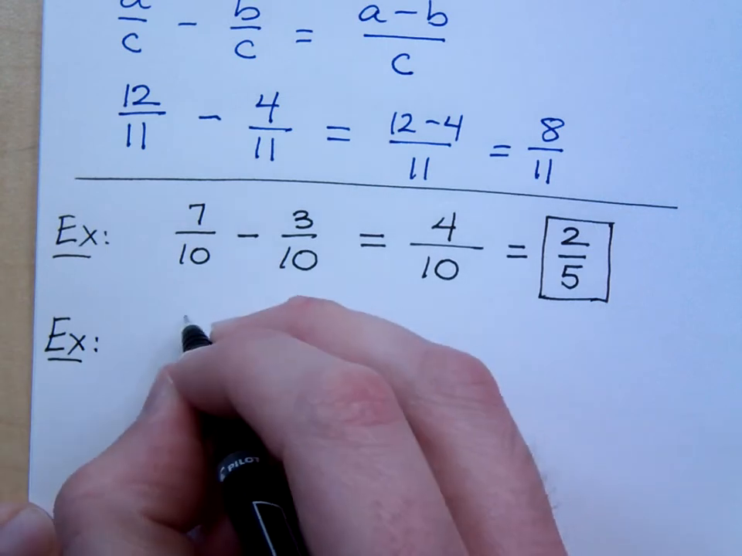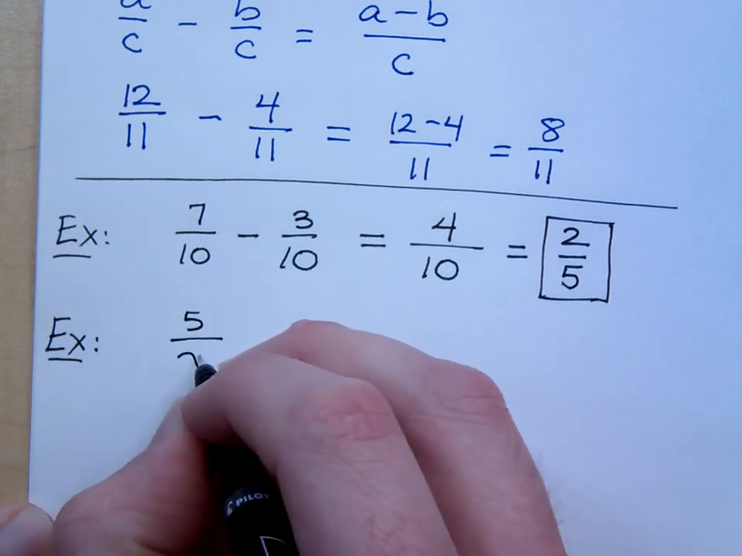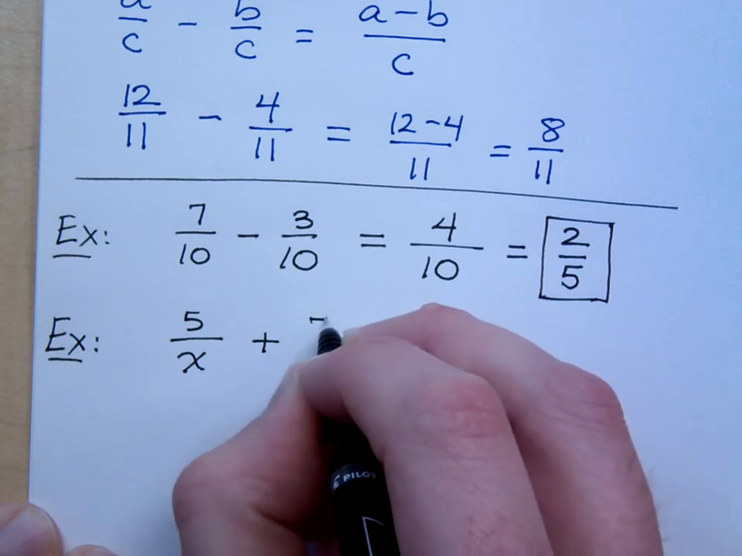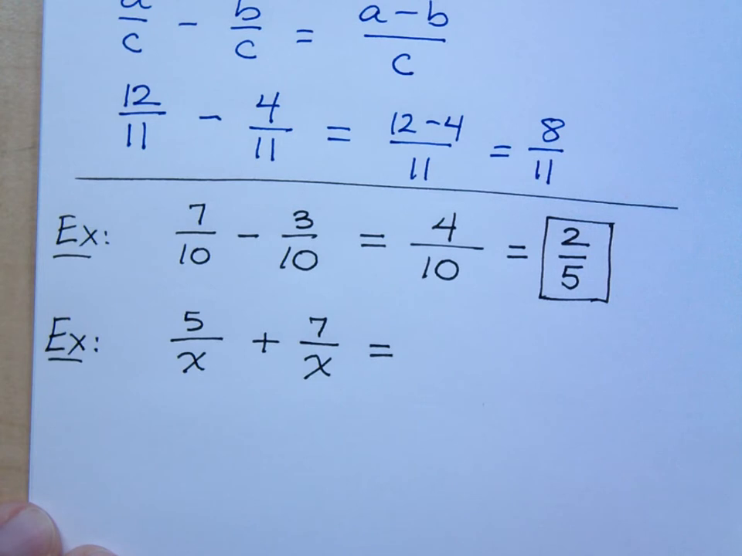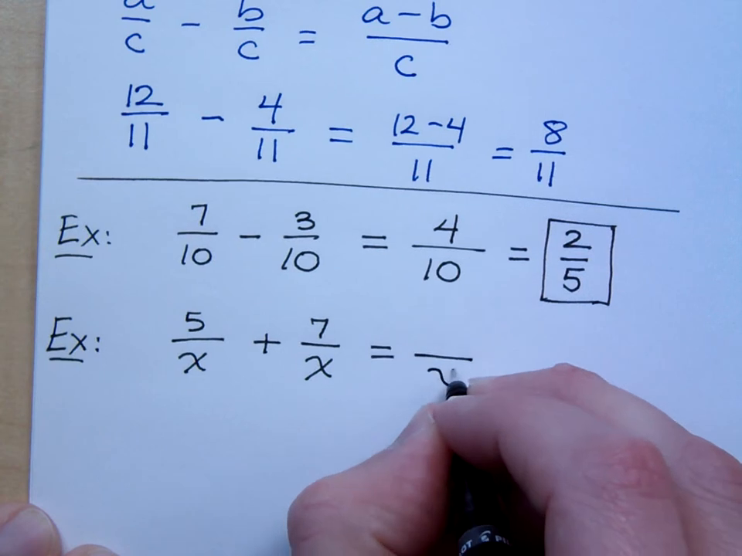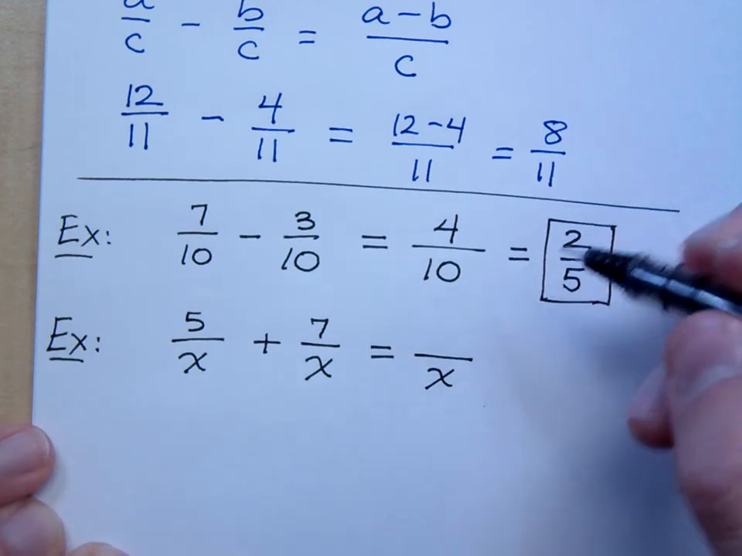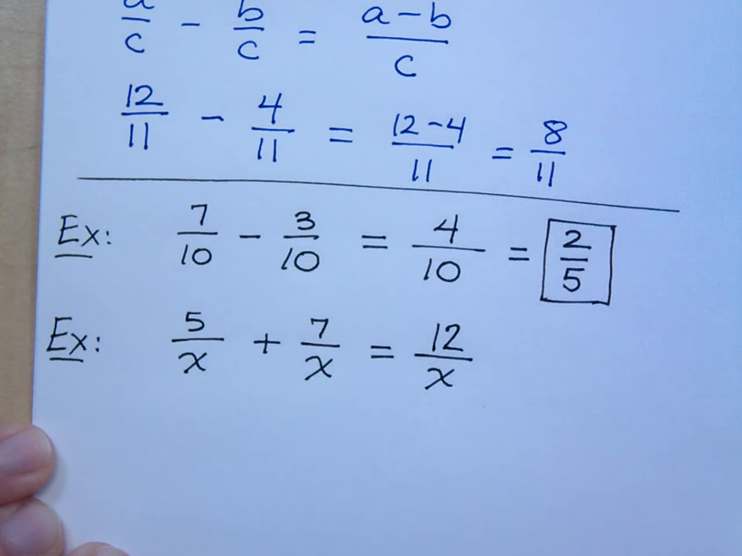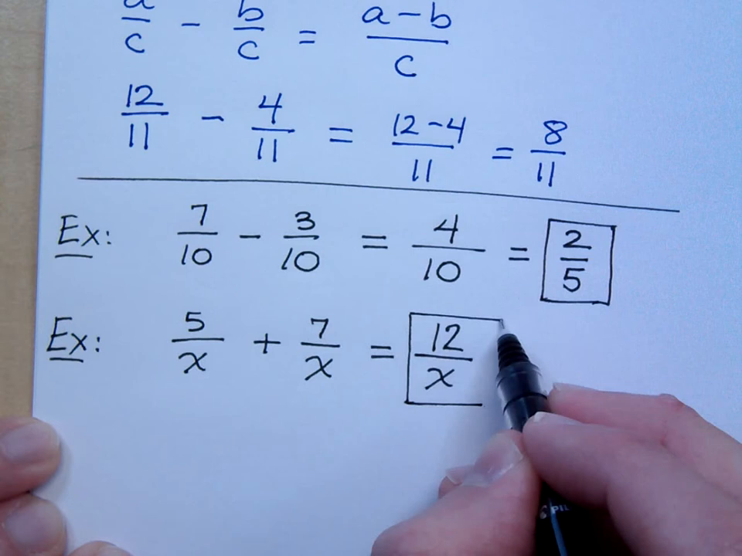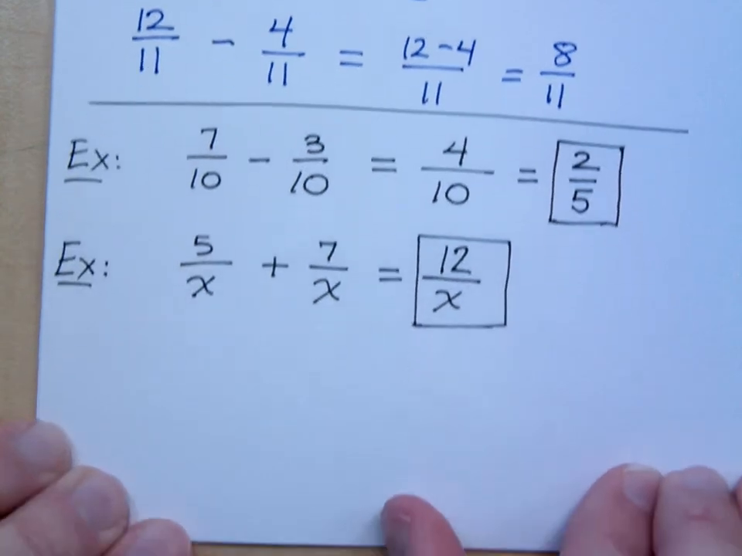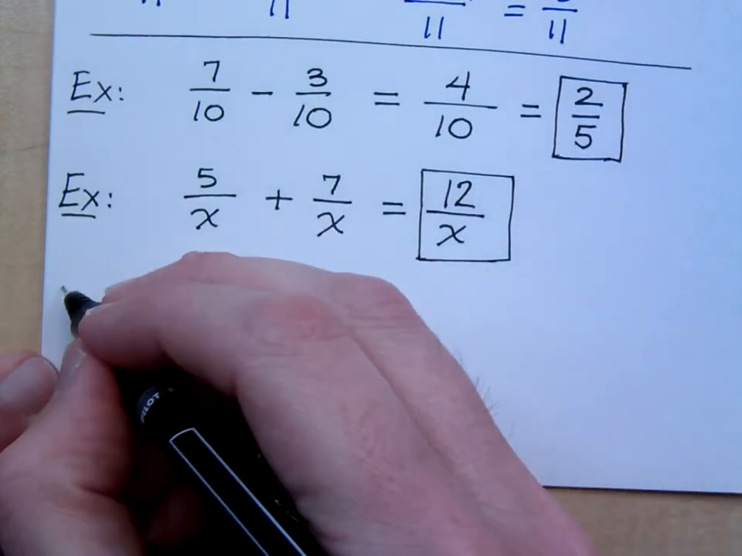If I have 5 over x plus 7 over x. Do these guys have the same denominator? What's the common denominator? And what's the numerator going to be? 12. Can I reduce 12 over x? No, x is a variable. You don't know what it represents. So as a factor, it's just x. So there's nothing in common here. Does everybody agree with this so far?